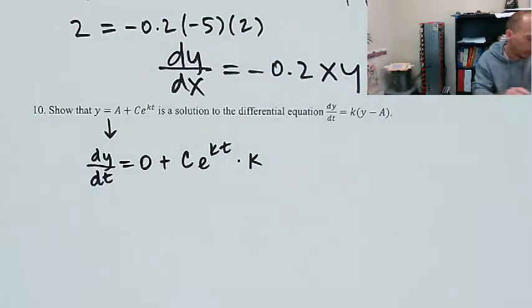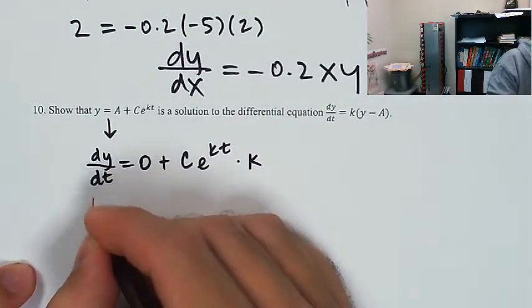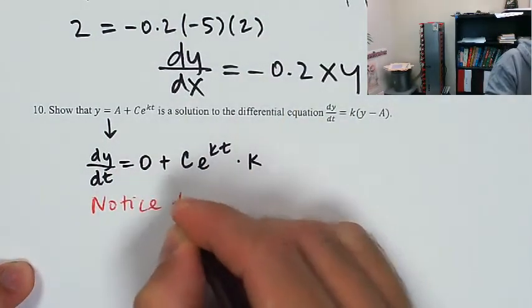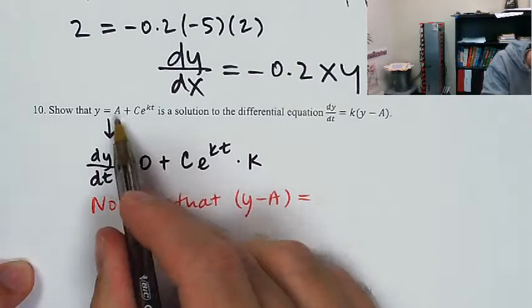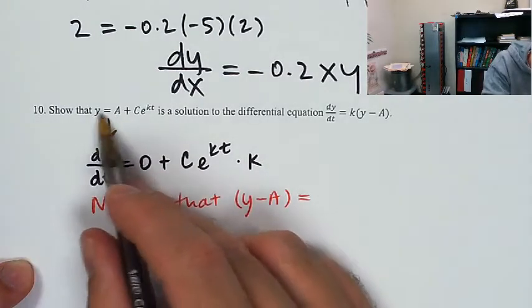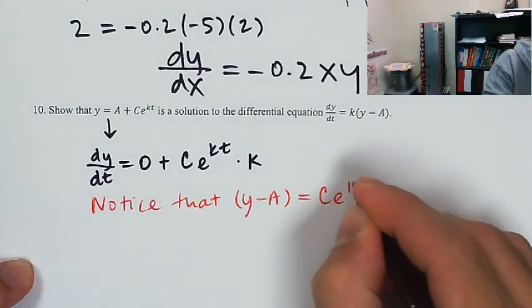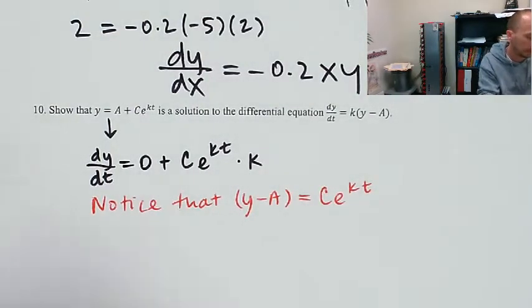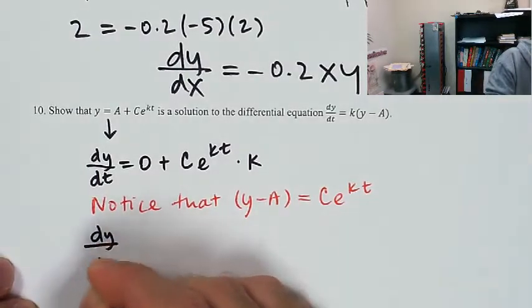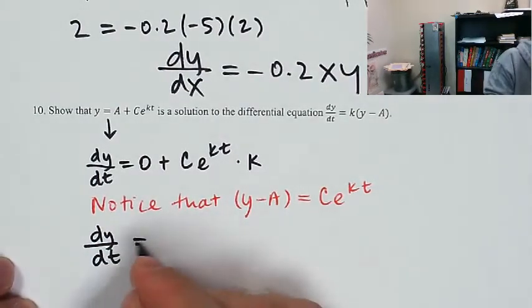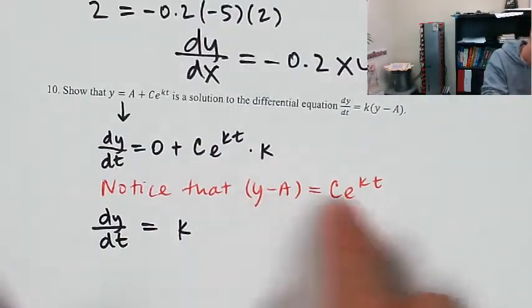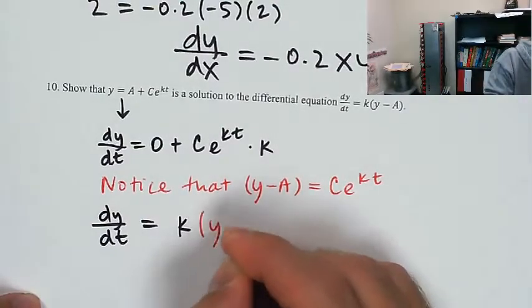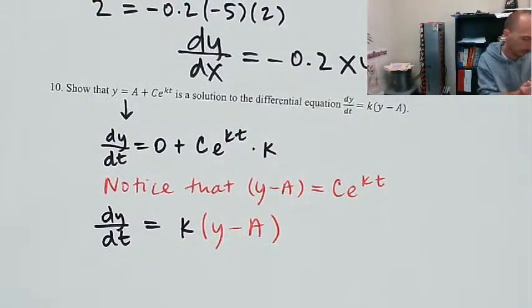Now, I'm also going to ask you to notice that y minus a is equal to c e to the kt. So what I have is dy/dt equaling k times that y minus a, which is c e to the kt. Okay. Which is what I'd set out to show in the first place.